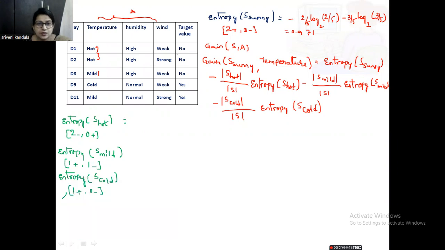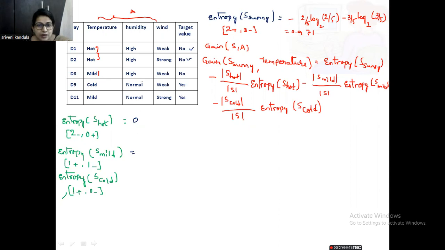So here you can just check. Under hot, you have 2 negative examples with no. Only 2 negative examples we have, no positive examples. So what will be the entropy of this? Ultimately, it is 0.